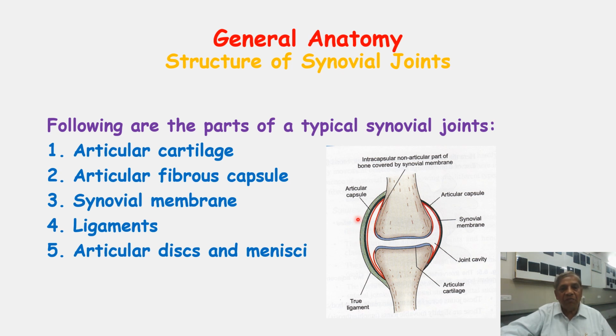There will be a strong fibrous ligament, which is shown here on the outside, where it is written as articular capsule. That is called the ligament, the true ligaments. And then, not shown in this diagram, the fifth part: some joints may contain an articular disc or menisci, which I will tell you about just after a few slides. So these are the various parts of the structure of a synovial joint.